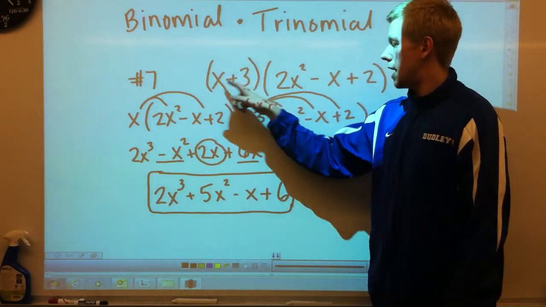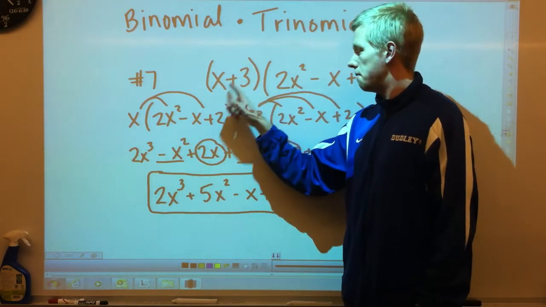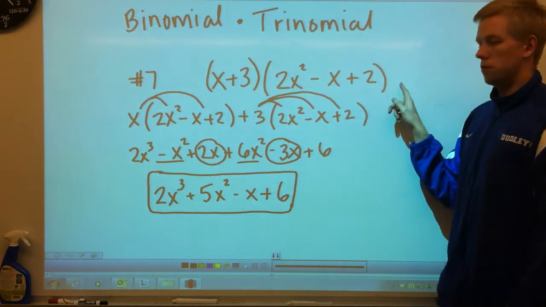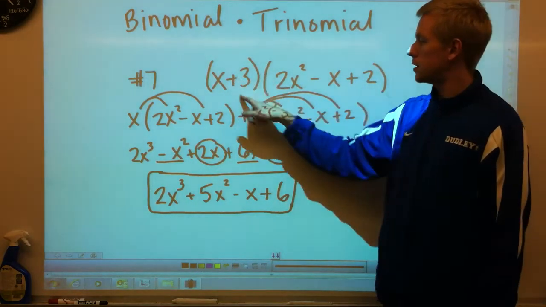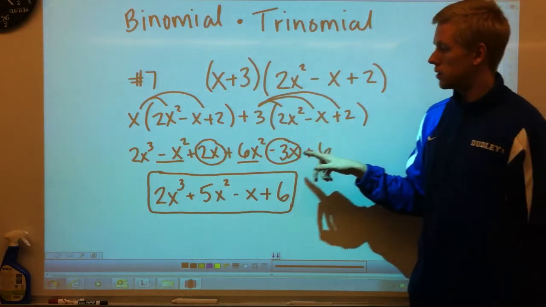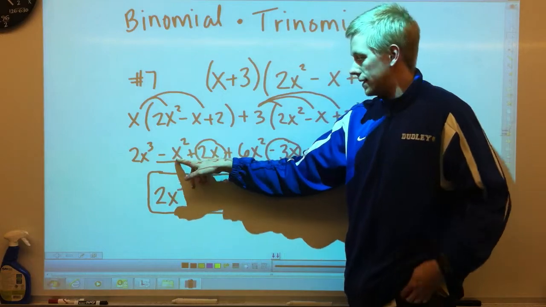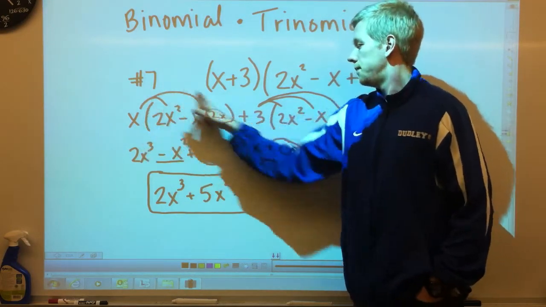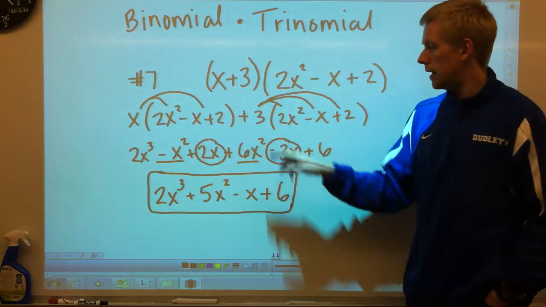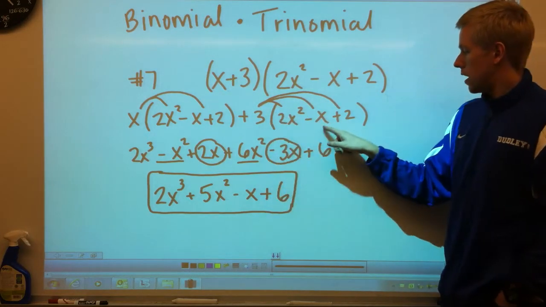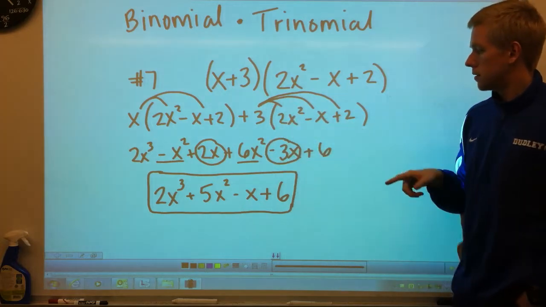I split up my binomial. It's the first term, I split it up. I take my x, distribute it all through this second trinomial. And then I take that positive 3, and I'm going to distribute to that trinomial as well. Okay, so I get 2x cubed minus x squared plus 2x when I distribute this x into every term. And then I take the 3, distribute it, I get 6x squared minus 3x plus 6.